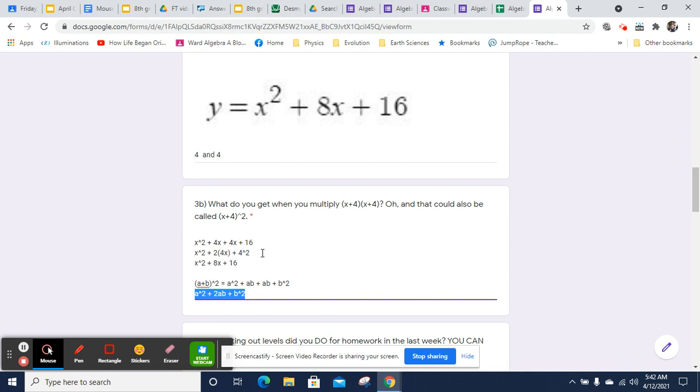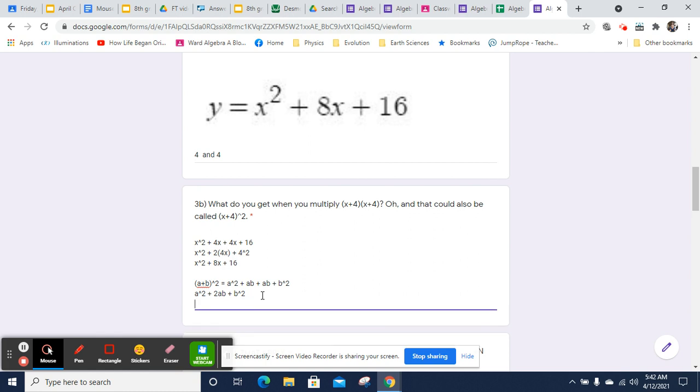If I have a plus b squared, it's going to be the first term squared, a squared, the last term squared, b squared, and then I'll multiply a times b and I'll double it because I'm going to use it twice in my 4 combinations of multiplying the 2 linear equations.